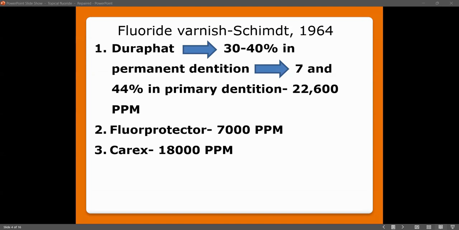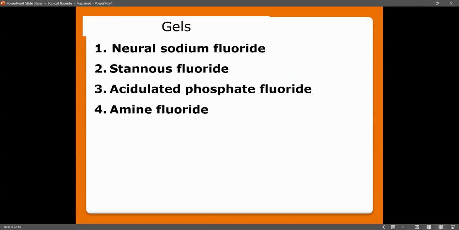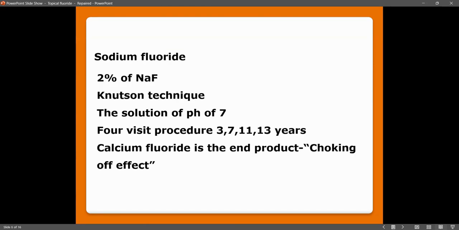Next comes the fluoride gels. Here there are 4 types of fluoride gel. One is neutral sodium fluoride, second is stannous fluoride, third is acidulated phosphate fluoride, and fourth is amine fluorides. In sodium fluoride, you need to remember these 5 points. One is what percent of sodium fluoride is used. The options will be 2%, 8%, 16%, 24%. At that time you have to say that 2% sodium fluoride is used.